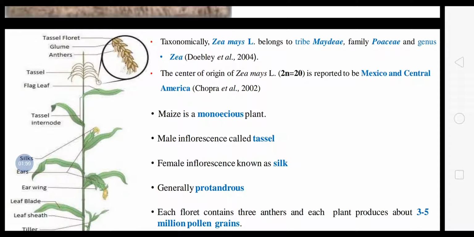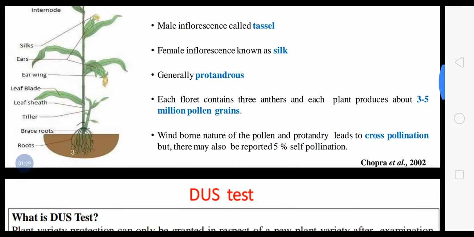Maize is a monoecious plant, that means male and female reproductive parts are located on a single plant but at different locations. As you can see, the male reproductive portion is at the top of the plant and the female reproductive portion at the edges. Male inflorescence is called the tassel and female is known as silk. Generally, it is a protandrous plant. That means the male reproductive parts mature first as compared to the female reproductive part.